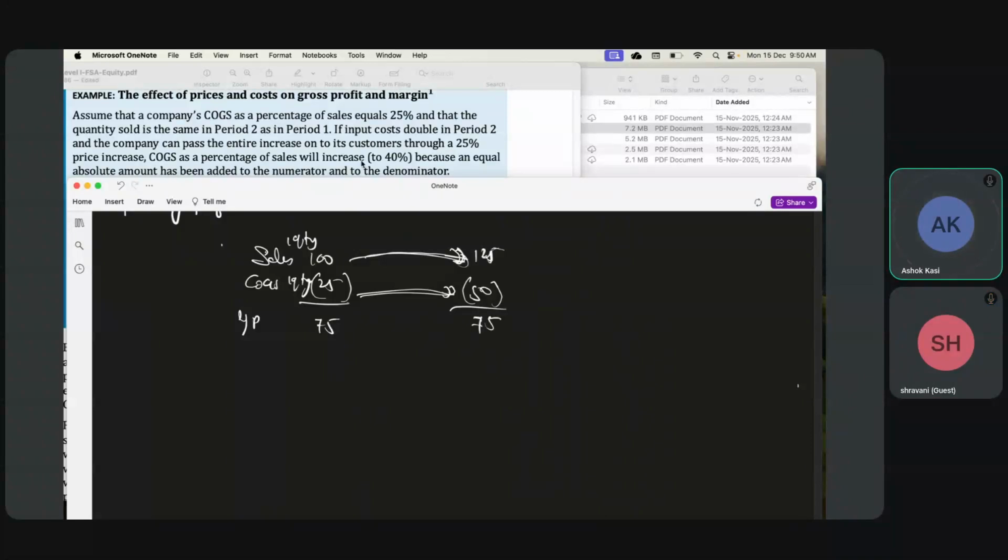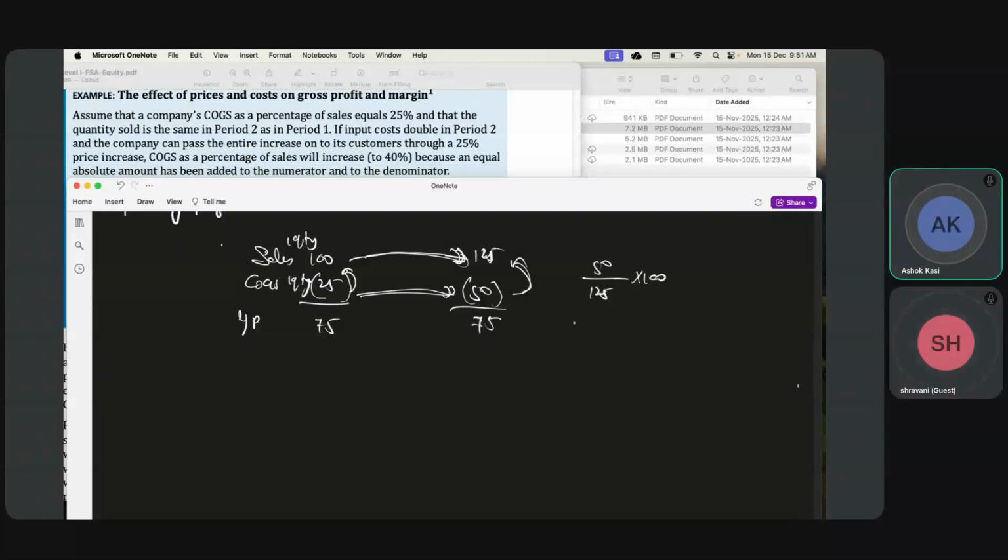Cost of goods sold as a percentage. The company can pass the entire increase onto its customers through a 25% price increase. COGS as a percentage of sales will increase to 40%. So COGS as a percentage of sales here it is 25%. Here it is how much? Take 50 divided by 125 into 100. 40%. So that's what they have mentioned here.